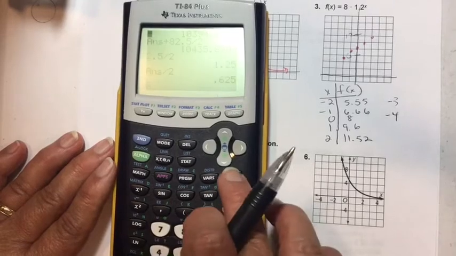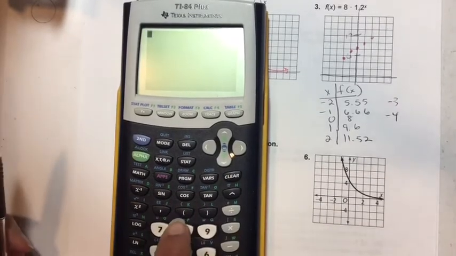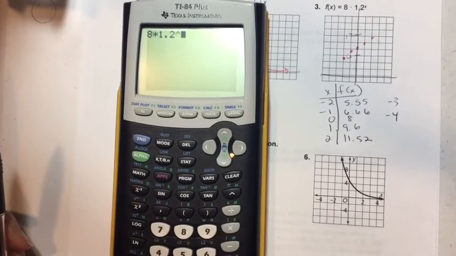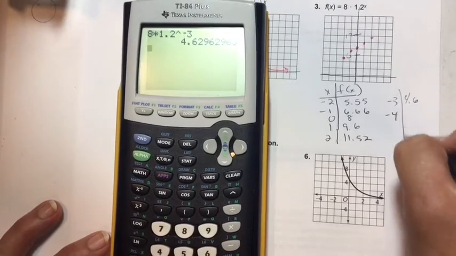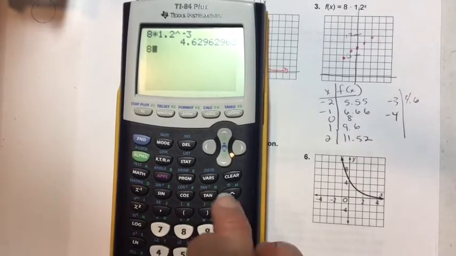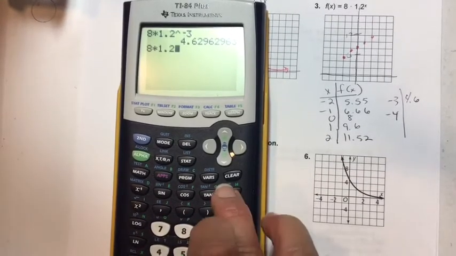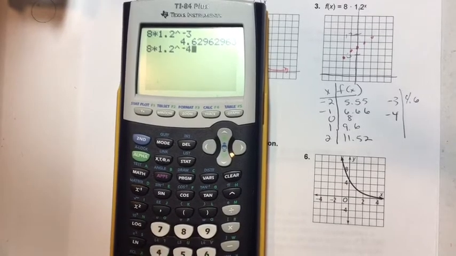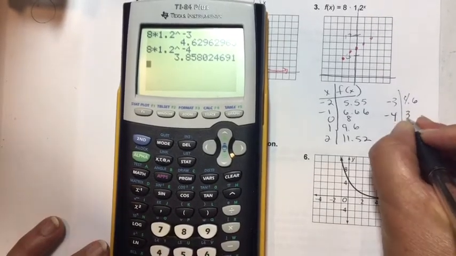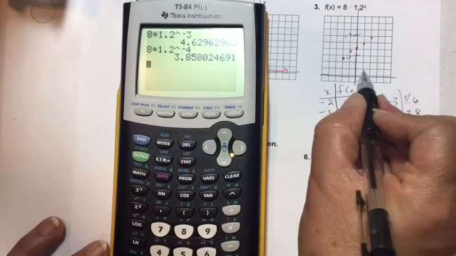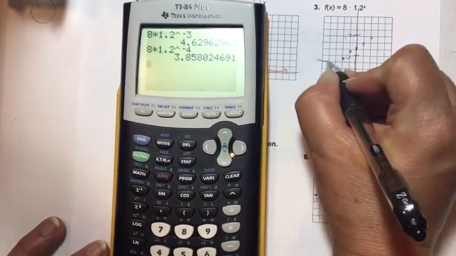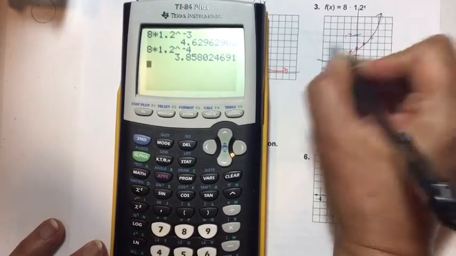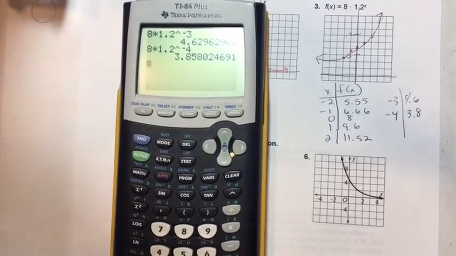So let's try those. If I did 8 multiplied by 1.2 raised to the -3 power, I got about a 4.6. And then with the -4, I got about a 3.8. So you can see it's kind of settling down right about on the 4. It would actually be something like that.